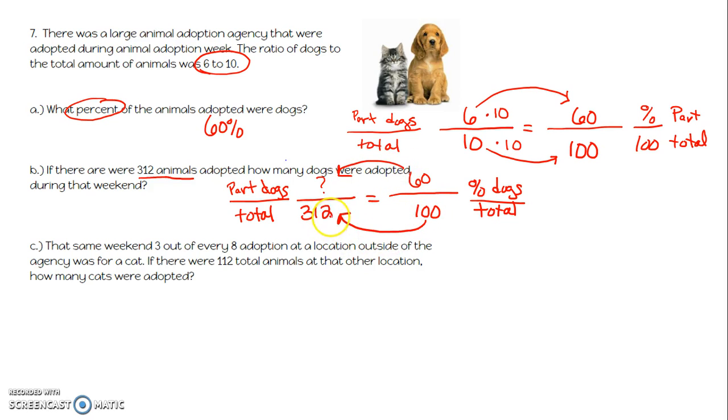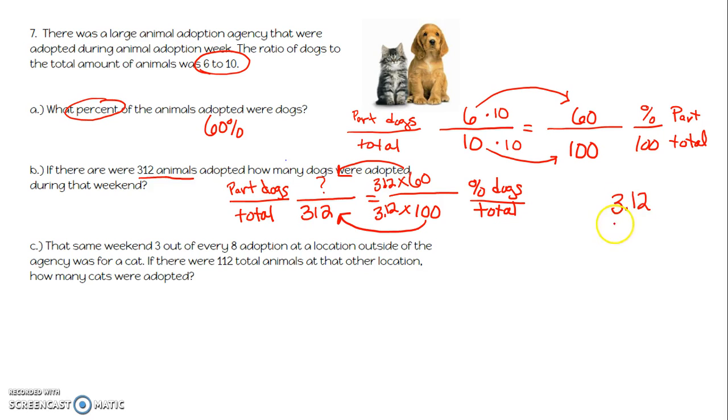How do I get from 100 to 312? Well, I would multiply 100 by 3.12. That gets me to 312. So I have to take 60 and multiply by 3.12. Okay? 60 out of 100, how many out of 312? So you look at your denominator. How do I get from 100 to 312? I multiply by 3.12. Move that decimal point over 2 places, because there's 2 zeros there. So if I'm multiplying the denominator by 3.12, I have to multiply the numerator by 3.12.